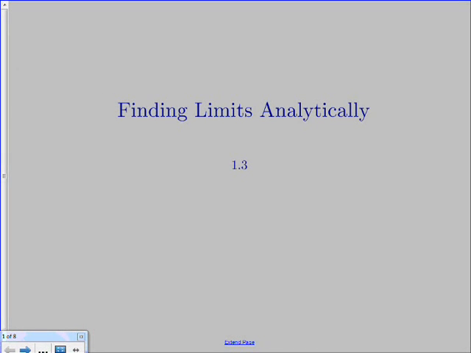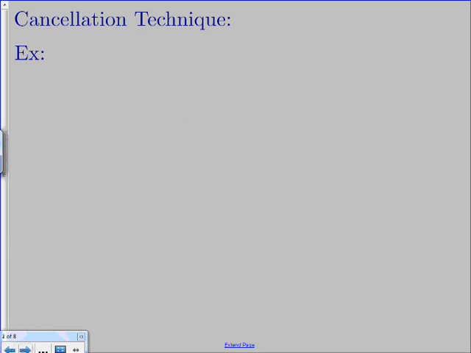So today we're going to talk about how to find limits analytically, or using different algebra techniques to find the answer to limit problems when plugging in your c-value just doesn't work. So the first type is going to be called the cancellation technique. And for this one, we're going to do an example.